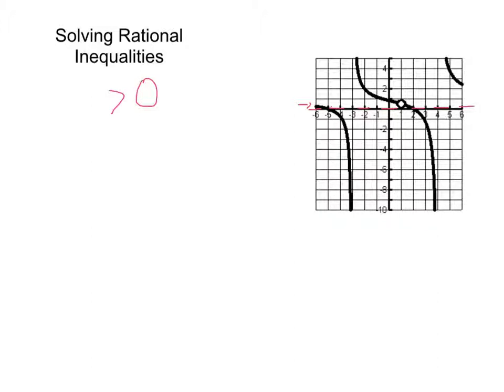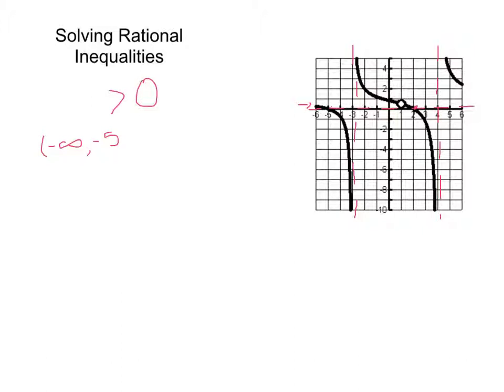at the x-intercept, starts being positive again after the vertical asymptote, stops being positive at the next x-intercept, and again starts to be positive after the vertical asymptote. So if I were going to say, okay, where is this graph greater than 0? Well, it is greater than 0 from negative infinity all the way up to that x-intercept, which is negative 5.